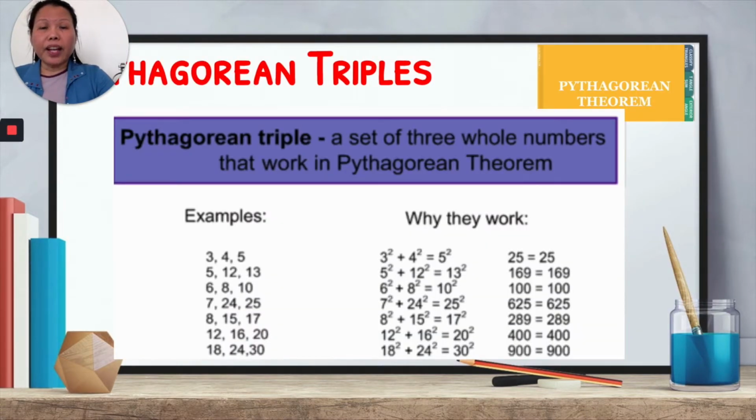Pythagorean triples, here is the set of the most common ones. Why they work, look at the last column. Both sides are true when we plug the numbers into the Pythagorean theorem.